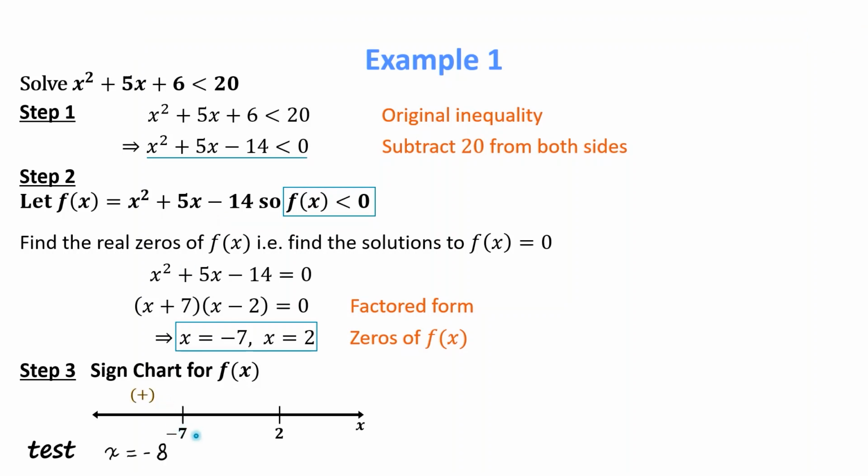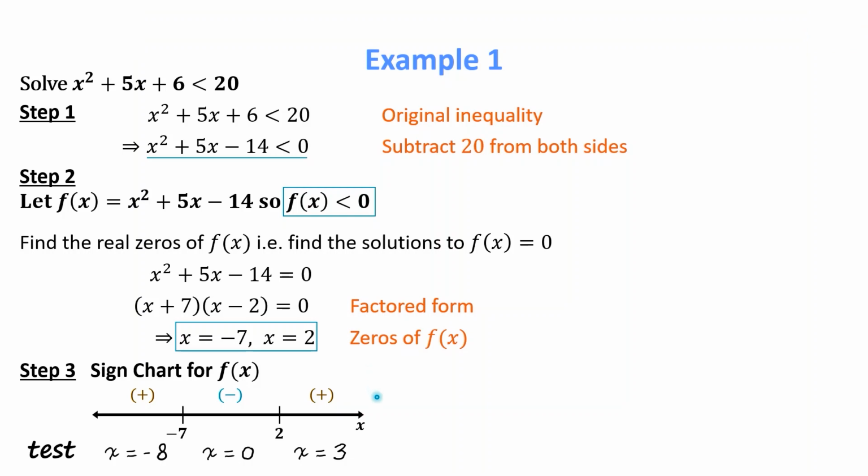Then we pick another value between minus 7 and 2 for this interval. I've picked x equals 0. And I substitute into here, which will give me a negative sign. And then for this interval here, I've picked x equals 3. And I substitute this into here, which will give me a positive value. So I write this with a positive sign.